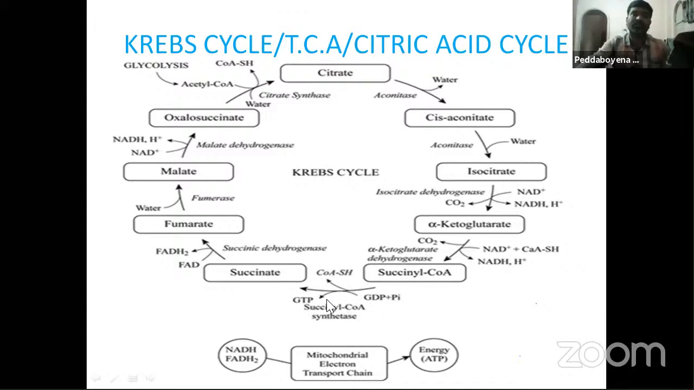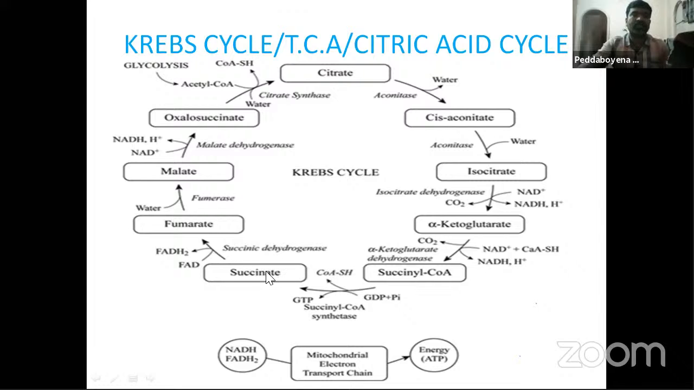So that is important. What is that? In the Krebs cycle in animals, mitochondria produce GTP instead of ATP. Here the succinyl coenzyme A is cleaved into coenzyme A and succinic acid, or succinate.